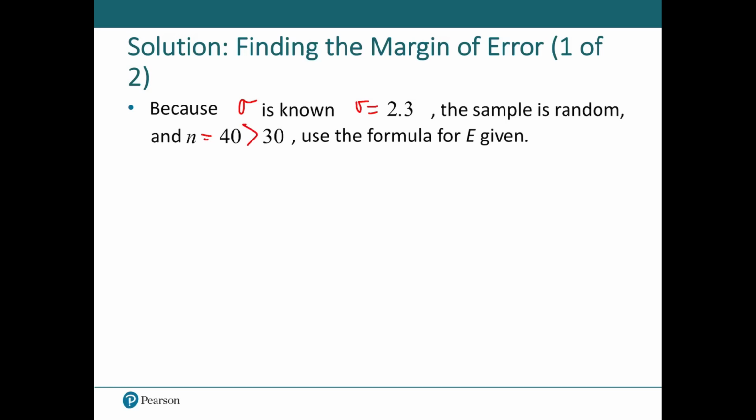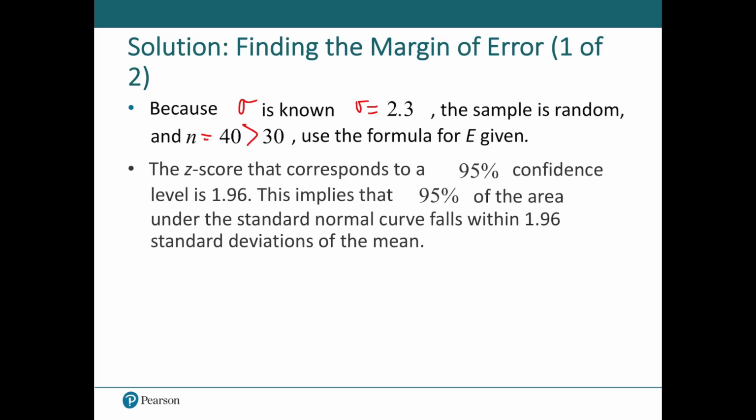Now, because sigma is known, sigma equals 2.3, the sample is random. Oh, by the way, n is equal to 40. That is greater than 30. They forgot to mention normal, didn't matter. So we can use the formula for E. And so the z-score that corresponds to the 95% confidence level is the ultra popular 1.96.